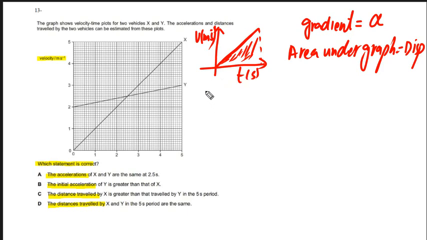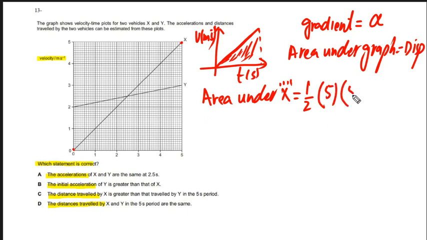Now let's try to find out the area under X. This line is actually a triangle. We need to find the area of the triangle. So the area of a triangle is simply equal to 1/2 times base times height. The base is 5, the height is also 5. So our final answer will be 12.5 meters.